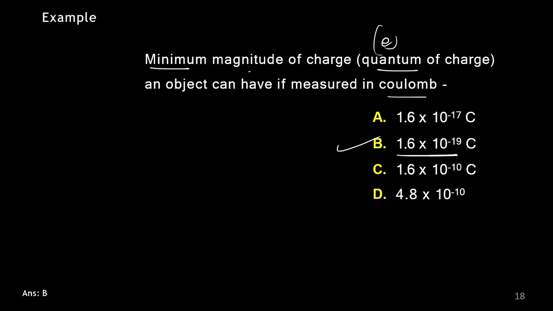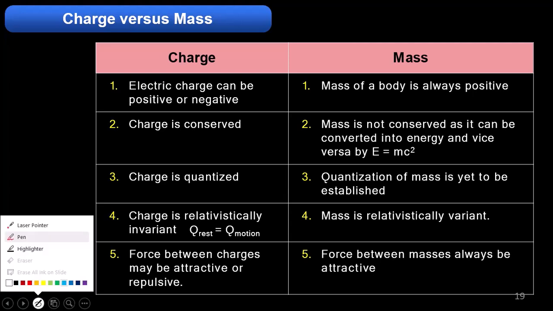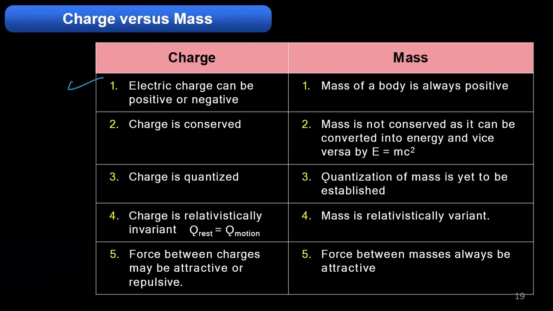And if it is fundamental, that means charge is always an integer multiple of the electron charge. So this is basically the difference between charge and mass. Whatever we learned is summarized this way: electric charge can be either positive or negative, but the mass of a body is always positive. Mass can never be negative.